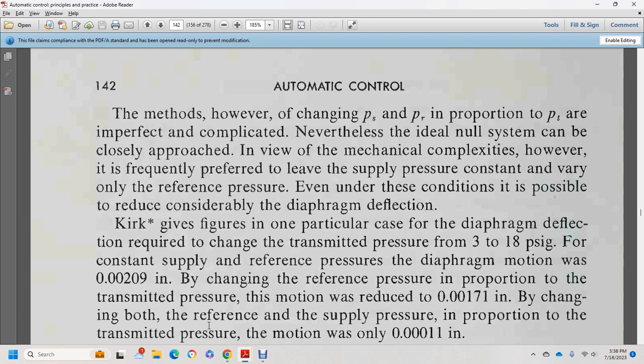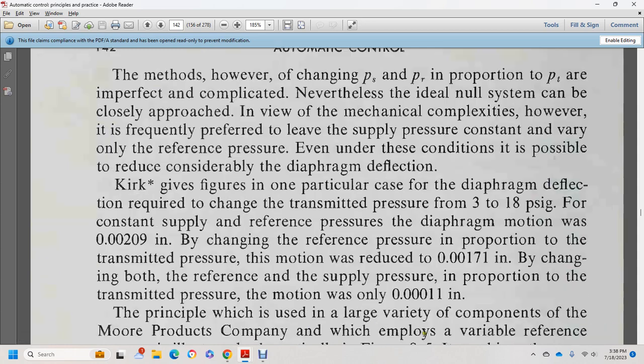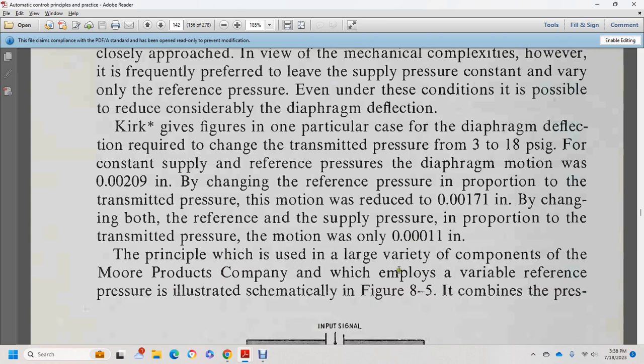0.00209 inches. By changing the reference pressure in proportion to the transmitted pressure, the motion was reduced to 0.00171 inch. By changing both the reference and supply pressure in proportion to the transmitted pressure, the motion was only 0.00011 inches.